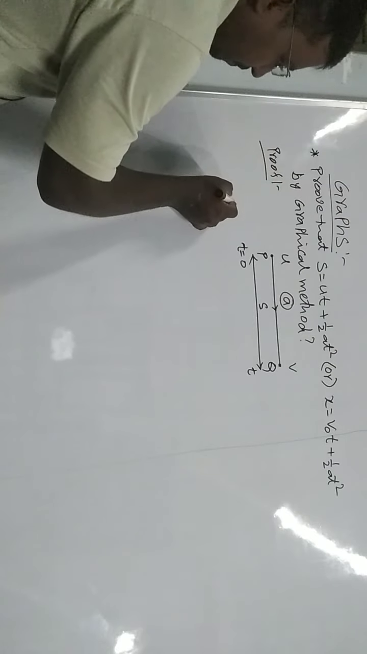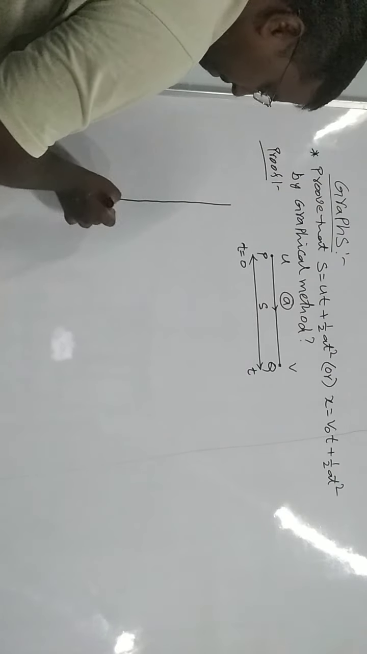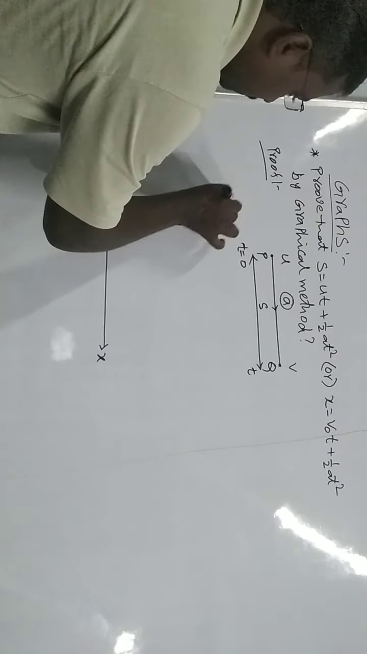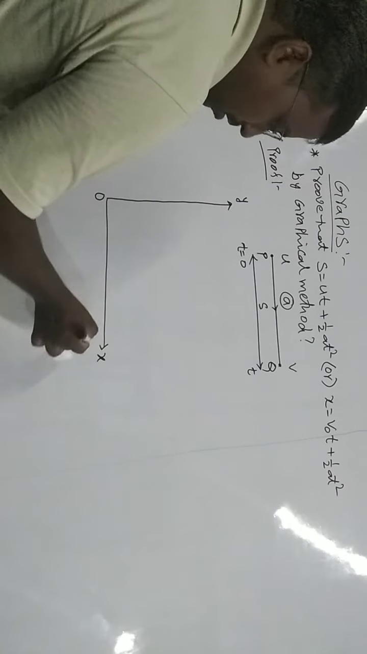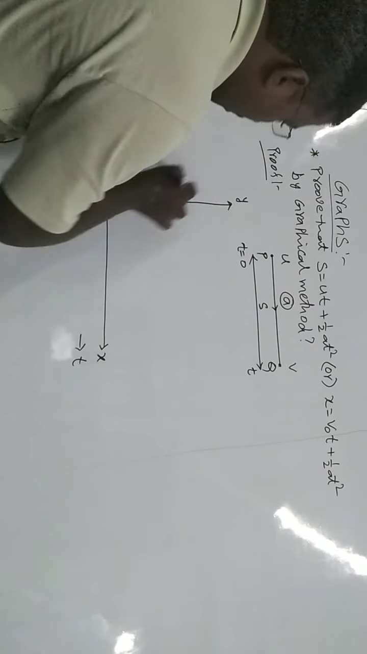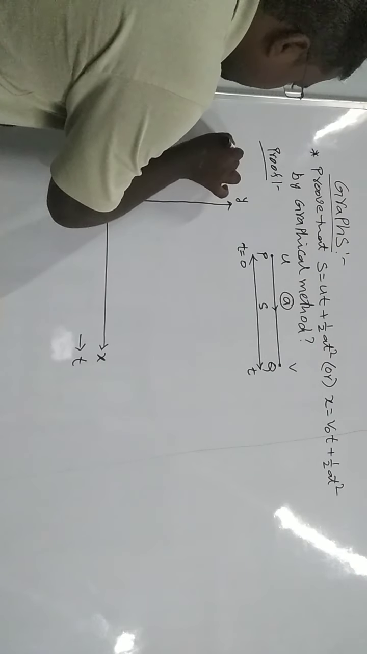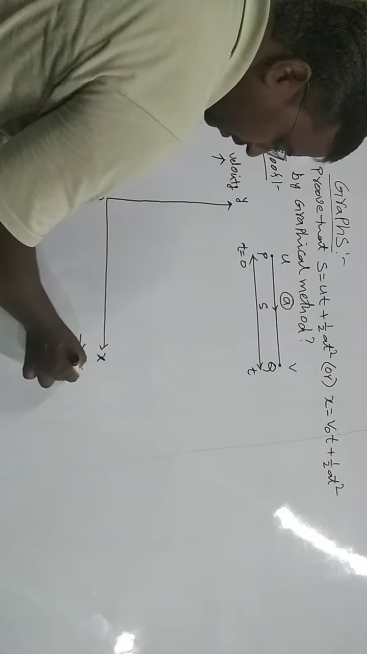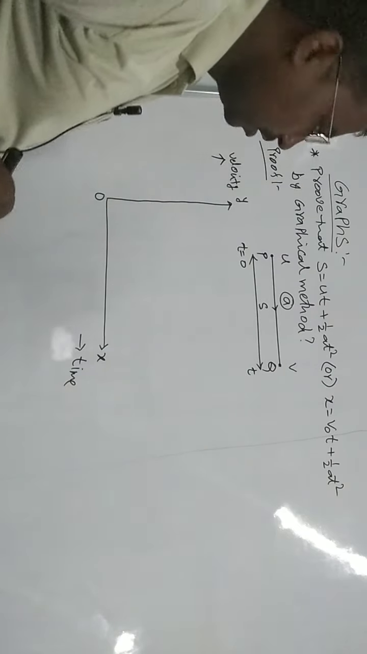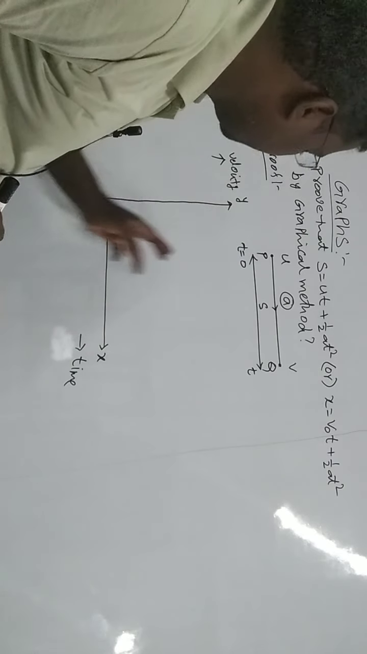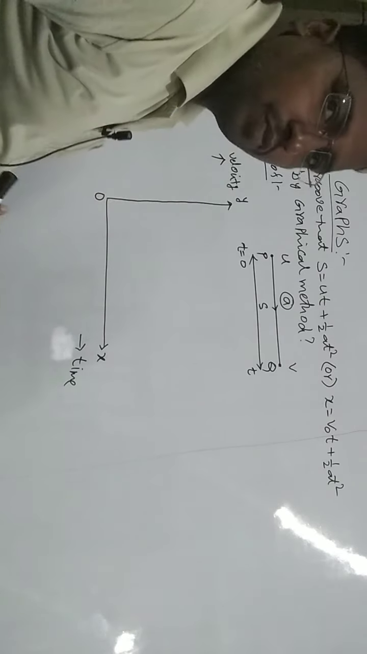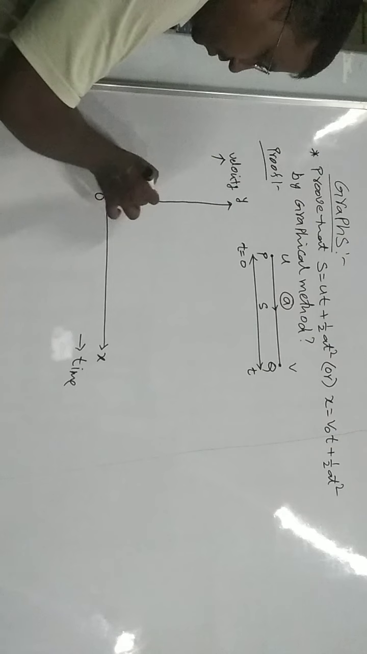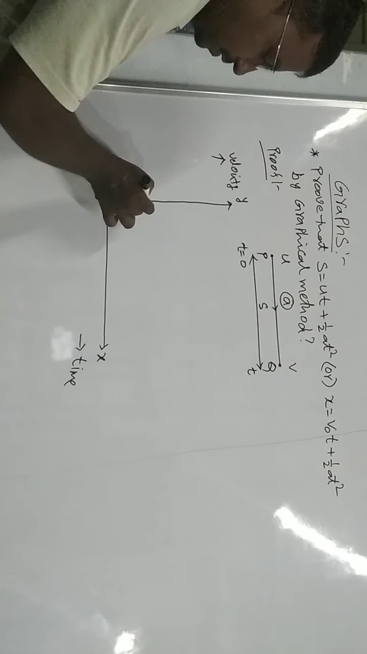So in the graph, this is the x-axis, this is the y-axis, and this is the origin. Along the x-axis we take time, along the y-axis we take velocity. Now, initially at time t equal to 0, the body moves with velocity u. So this is the velocity u, and this point is A.